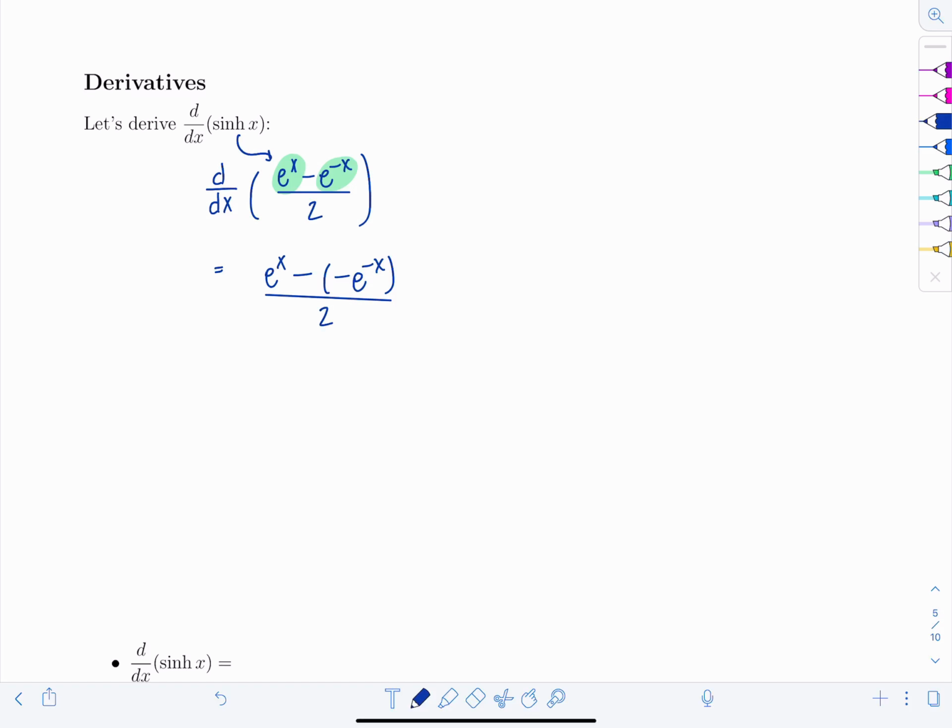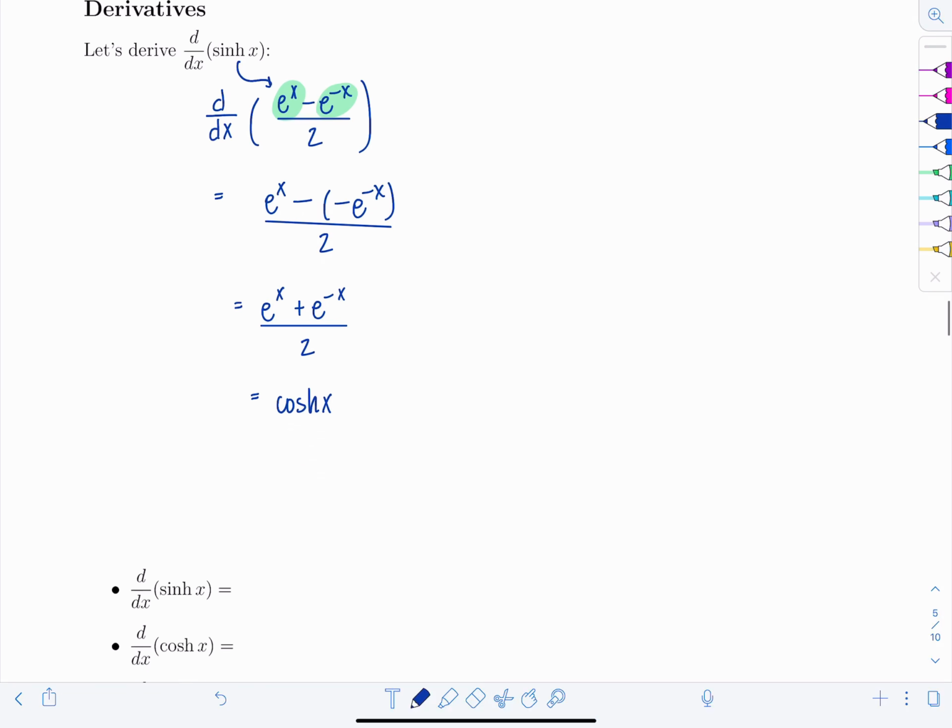No quotient rule if there's no variables in the denominator, okay? I know you guys love doing the quotient rule, but sometimes I have to tell my students, calm down. If it's just a constant, just bring it along. No need to do too much. And then this is e to the x plus e to the negative x over 2. Oh, does this look familiar? Do you know who this is? It's our good friend cosh of x. Wow, wow, wow. So that means the derivative of hyperbolic sine of x is hyperbolic cosine of x.